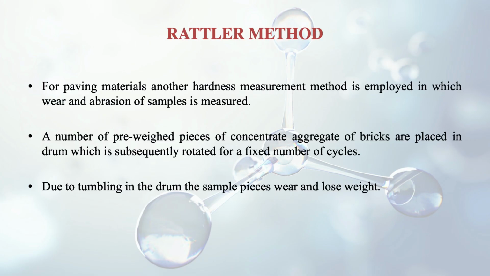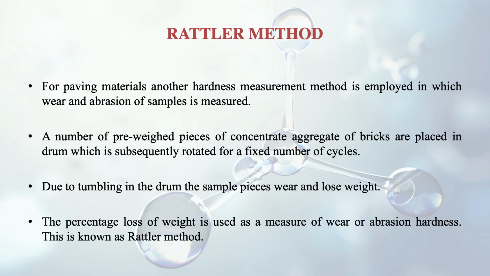Due to this rotation or tumbling in the drum, the sample pieces will wear and will lose weight. The percentage loss of weight is then used as a measure of wear or abrasion hardness. So you had those bricks, and when they are rotated or tumbled, they lose weight, and this gives us the hardness measurement. This is known as the Rattler method.